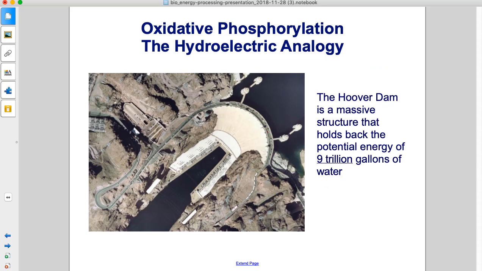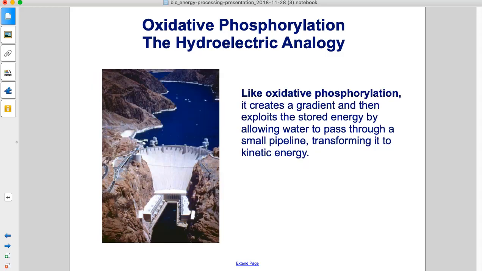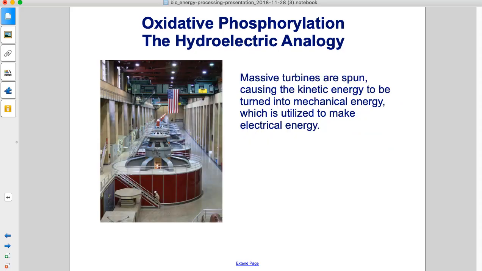Hydroelectric dams are a great analogy for the OP process. The Hoover Dam is a massive structure that holds back the potential energy of 9 trillion gallons of water. Like oxidative phosphorylation, it creates a gradient and then exploits the stored energy by allowing water to pass through a small pipeline, transforming it to kinetic energy. Massive turbines are spun, causing the kinetic energy to be turned into mechanical energy, which is utilized to make electrical energy.